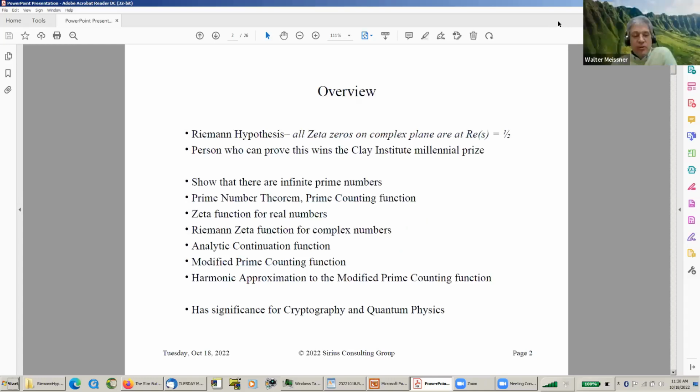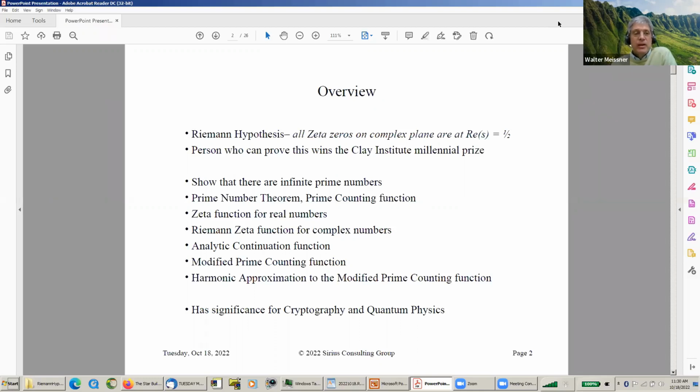A brief overview. The Riemann hypothesis is based on the Riemann zeta function that says that all zeta zeros on the complex plane occur when the real part of the complex argument S is equal to 1/2. The person who can prove this will win a $1 million prize from the Clay Institute.